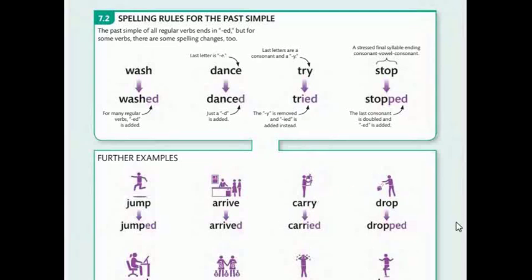Spelling rules for the past simple. The past simple for all regular verbs ends in -ed, but for some verbs there are some spelling changes too. Wash, washed. For many regular verbs, -ed is added. If the last letter is e, like dance, danced, just d is added. If the last letters are consonant and y, like try, tried, the y is removed and -ied is added instead.